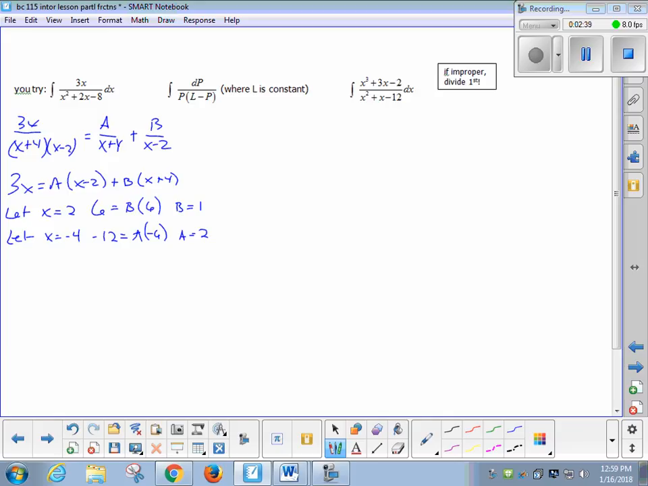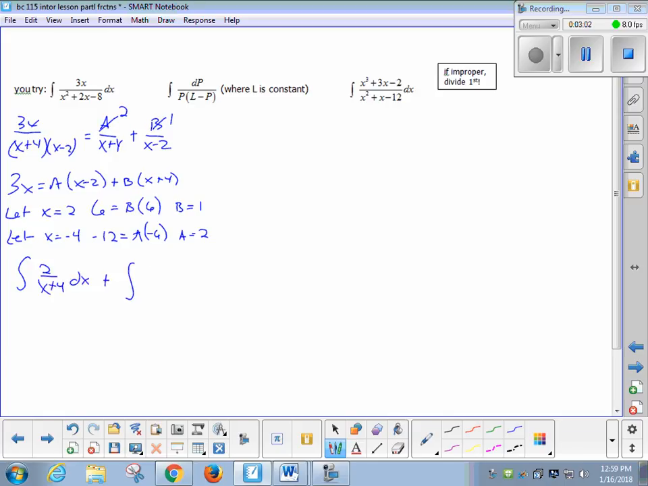And so my decomposition should be that I have a 2 over x plus 4 and a 1 over x minus 2. Do you agree with that decomposition? Okay, the order doesn't matter. Just make sure you attach the right numerator with the right factor denominator. After that, you're integrating.